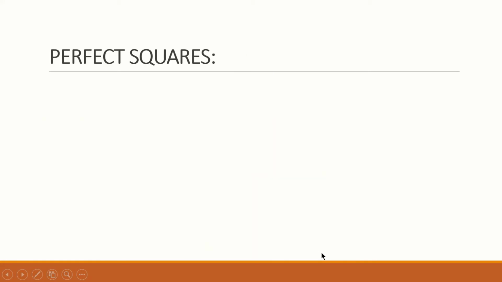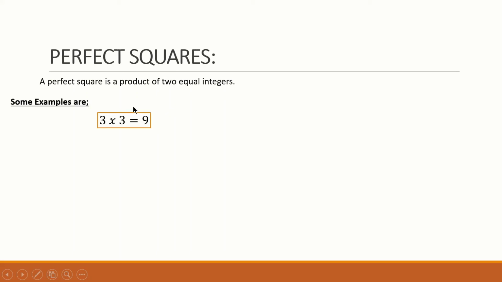Now, I will show us a very important concept in surds, and they are called perfect squares. Now, perfect squares are very important when simplifying surds. Now, what are perfect squares? A perfect square is a product of two equal integers. For example, we have 3 times 3 is 9. This means that 9 is a perfect square.